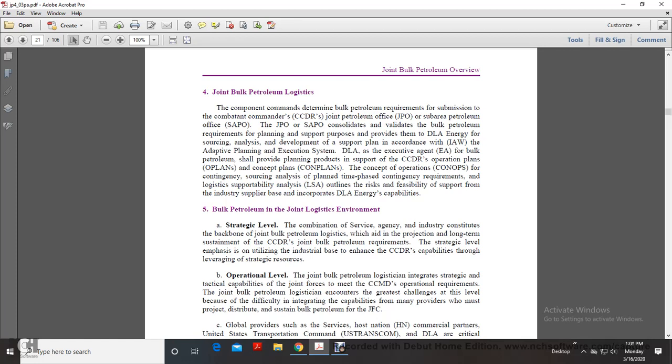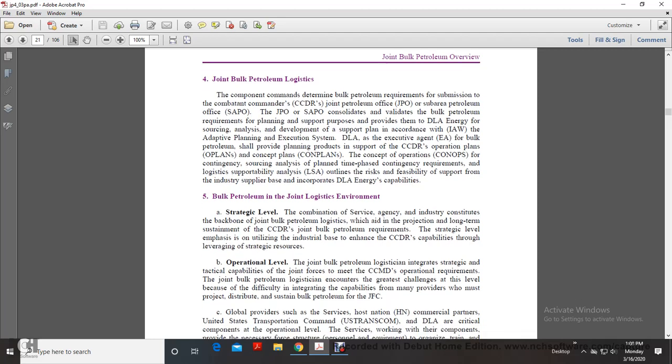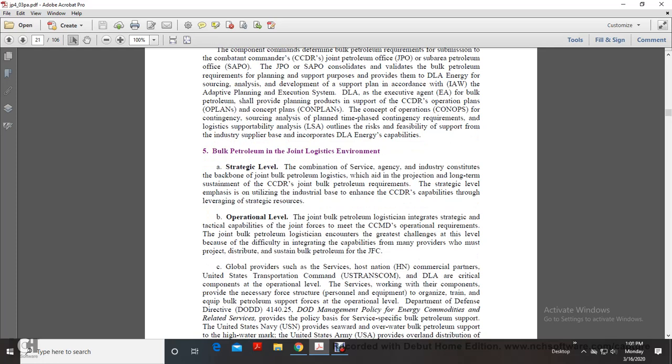The concept of operations for contingency source analysis, plan, and time phase for the contingency requirements and the logistics support analysis. Supportability analysis outlined the risk and feasibility of the support for the industrial bulk supplier base and incorporated Defense Logistics Agency Energy capability.